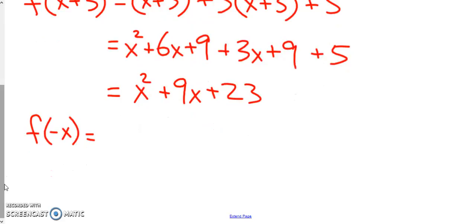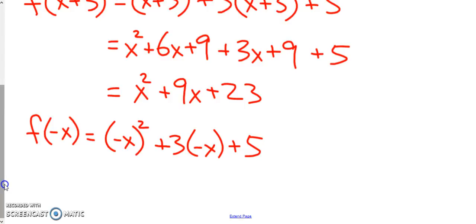How would this one work? Right. You just have to watch your parentheses here. Because I have to square the whole thing there. Then this would be plus 3 times negative x plus 5. What happens when I square negative x? Right, it becomes positive. So this would be positive x squared, but this will become minus 3x, and plus 5 will be the same.